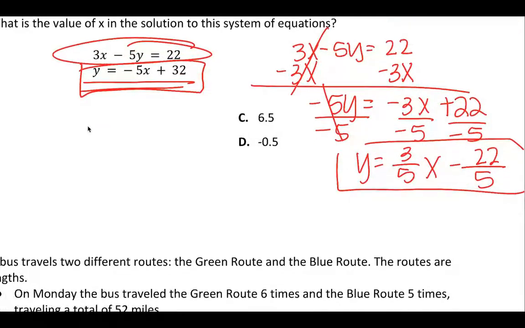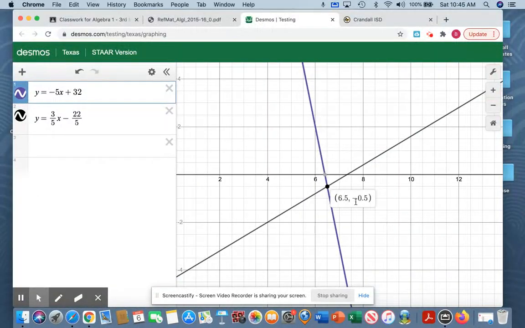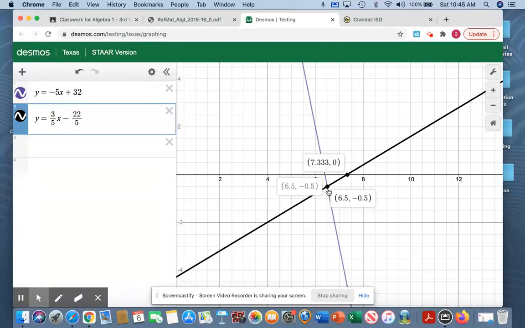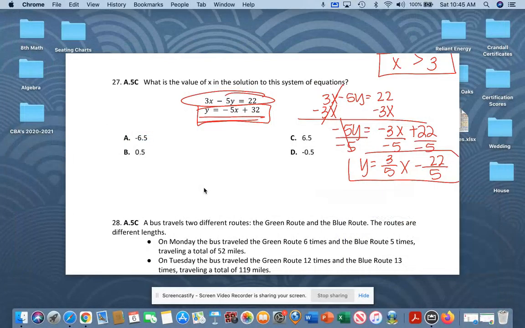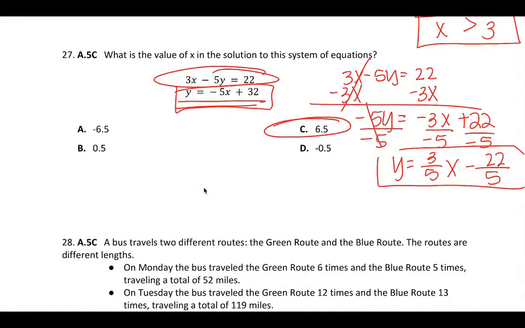And it's asking for the value. Oh. Did I click on something else? What was I clicking on? I clicked on that. Y'all. Oh my goodness. So it's where they cross. You might have to zoom in to make sure you click on the exact thing, but it's x, because I want to know x, so don't put negative 0.5, put 6.5, which is C. Whew.